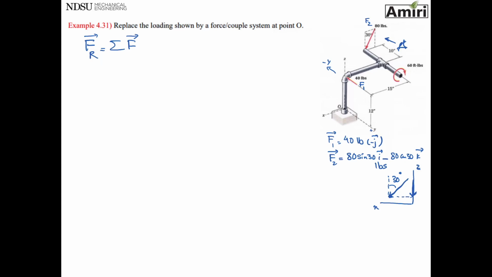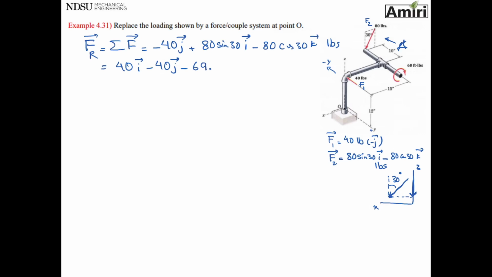So the summation of the forces is going to be minus 40j plus my second force, which is 80 sine 30 i minus 80 cosine 30 k, which will result in 40i minus 40j minus 69.2k, and that is in pounds.